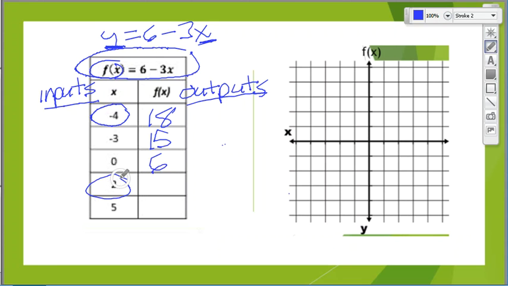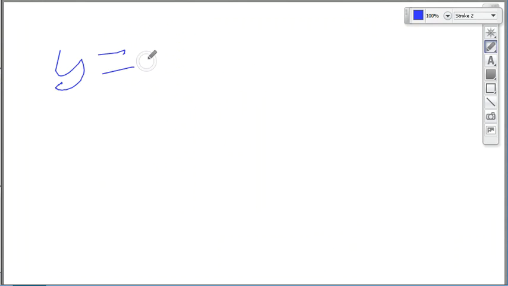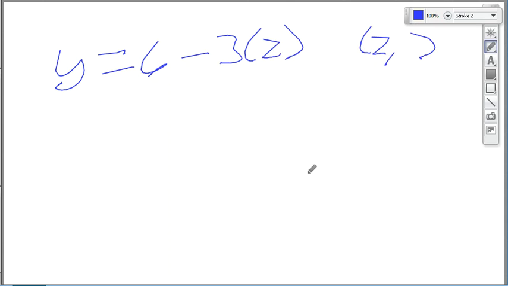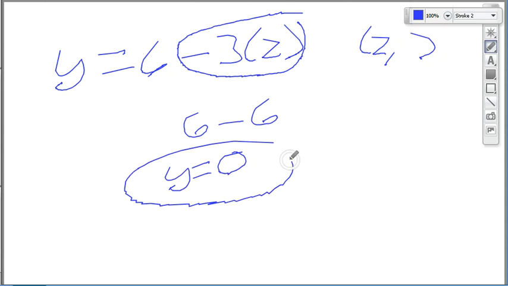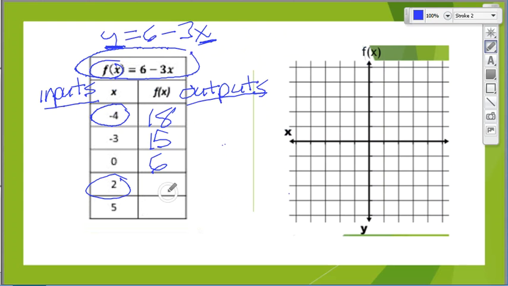Okay, let's do the last two. When our x value is 2, so we take and write our equation just like it is, except for we let our x value be 2. Negative 3 times 2 is a negative 6. 6 minus 6 is 0. So 2, 0. That is a point on this line.